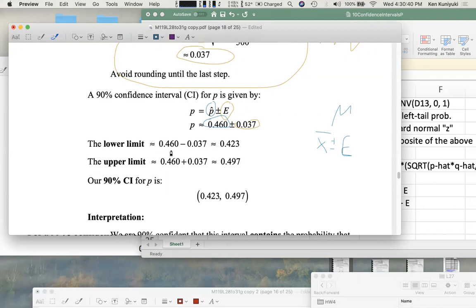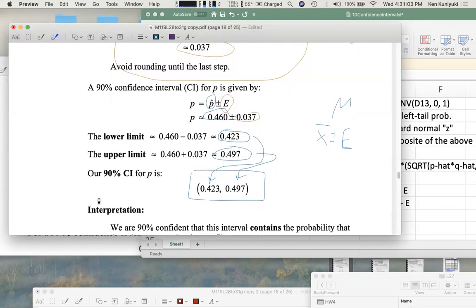P hat, 0.460. When you subtract E, the 0.037, you get 0.423 to 3 decimal places. The upper limit, 0.460 plus 0.037, is 0.497. So here's our 90% confidence interval. Remember, the lower limit goes to the left, the upper limit goes to the right. Do not switch these, that's wrong. So our 90% confidence interval for P goes from 0.423 to 0.497.